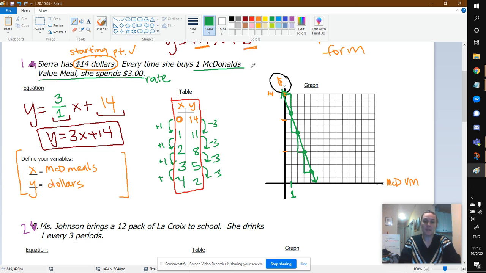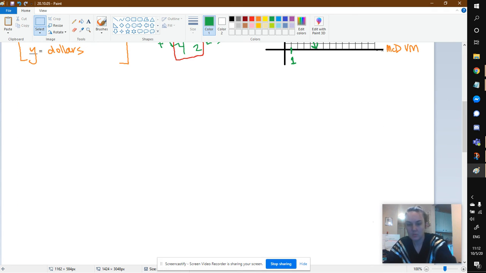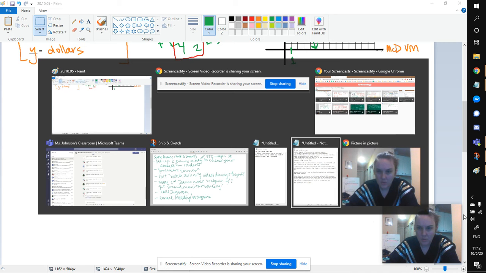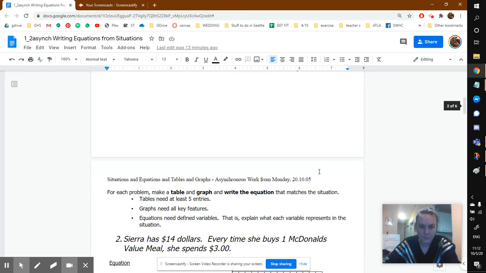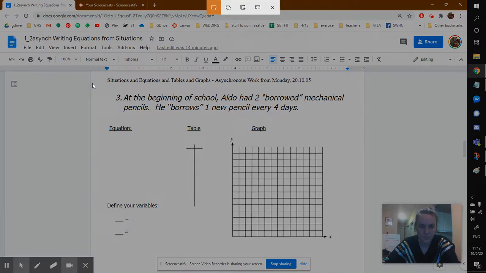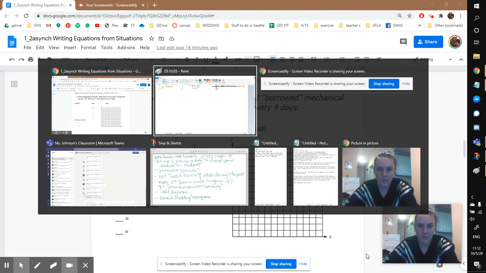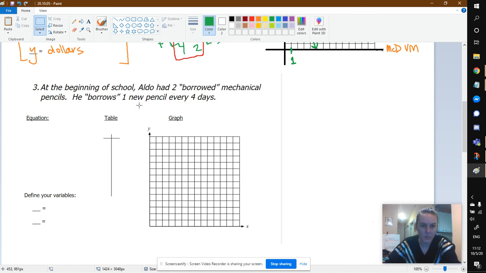All right, so again, we have a scenario, we have an equation, we have a table, and we have a graph. Let me actually pick a different scenario here so we can have one with addition and one with subtraction. So let's do this one. Copy this, paste it on Paint, and we're going to go for this one.